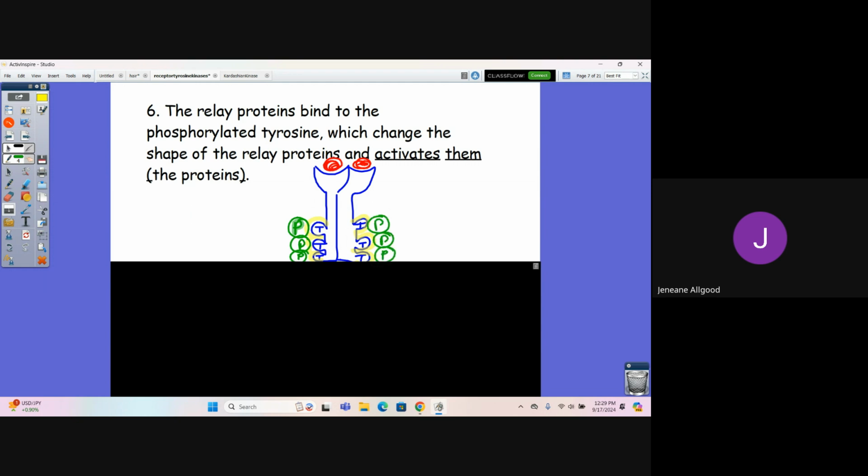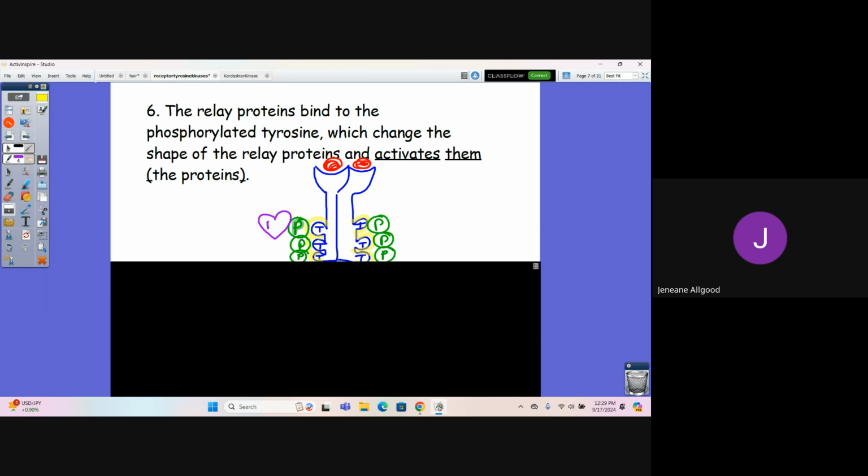So now we have those phosphate groups on the tyrosines, and we said that is going to attract those relay proteins. But then this says once the relay proteins bind to the phosphorylated tyrosine, the relay proteins change shape, and this activates them.